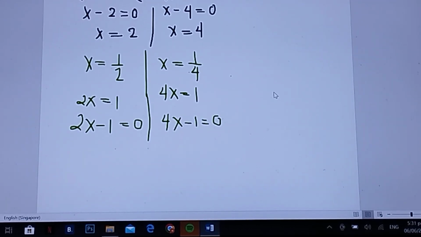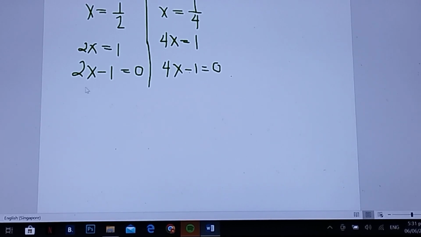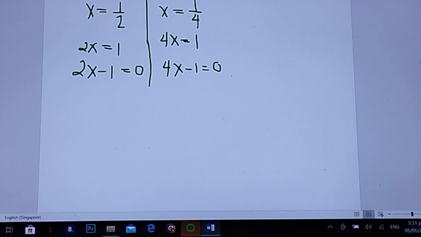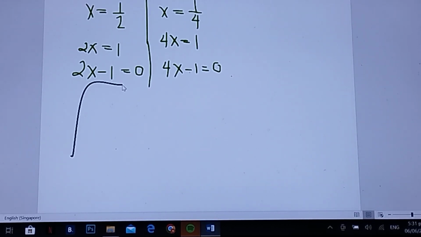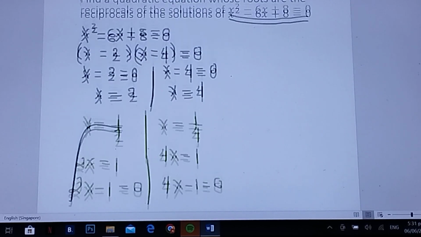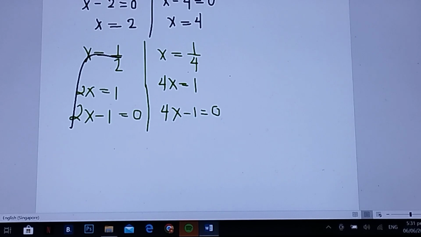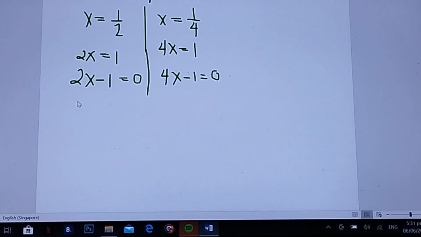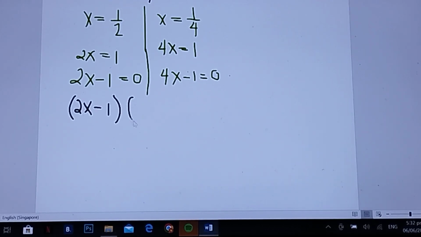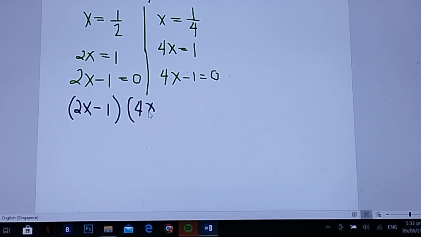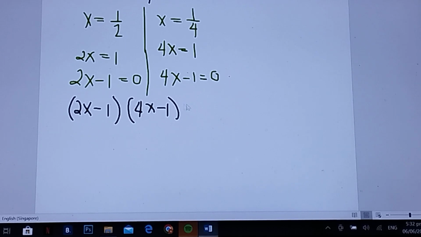Therefore, to find the quadratic equation, since the two expressions 2x minus 1 equal to 0 and 4x minus 1 equal to 0, if we multiply 2x minus 1 and 4x minus 1, the product is equal to 0 also. So 2x minus 1 times 4x minus 1 is equal to 0. Find the quadratic equation now using the FOIL method.